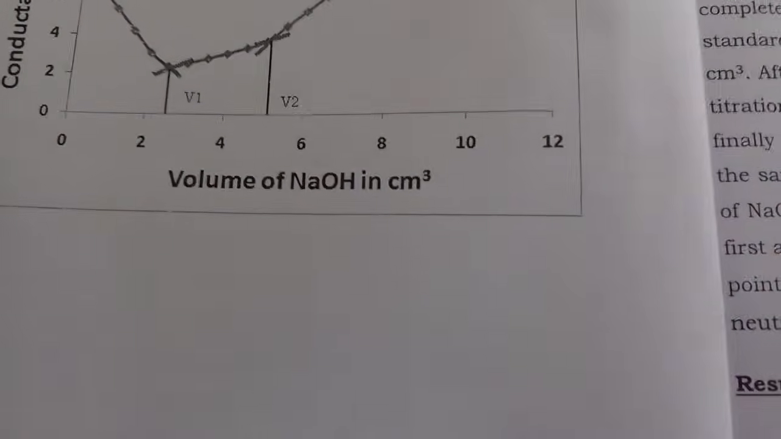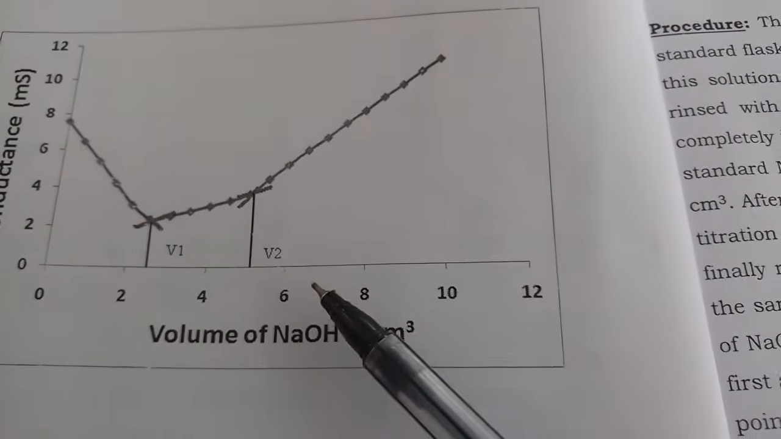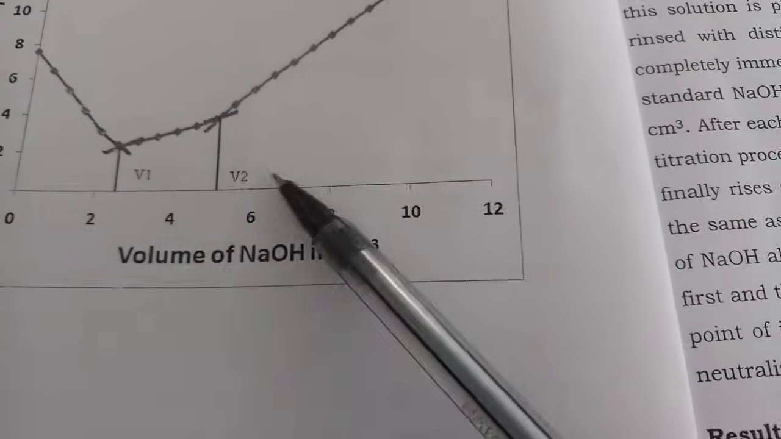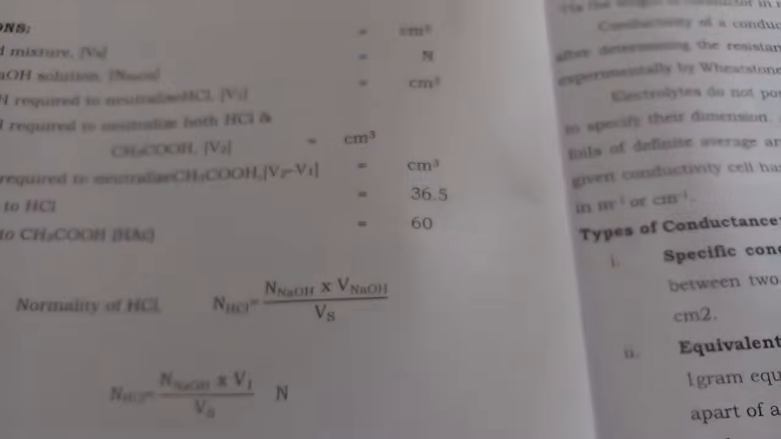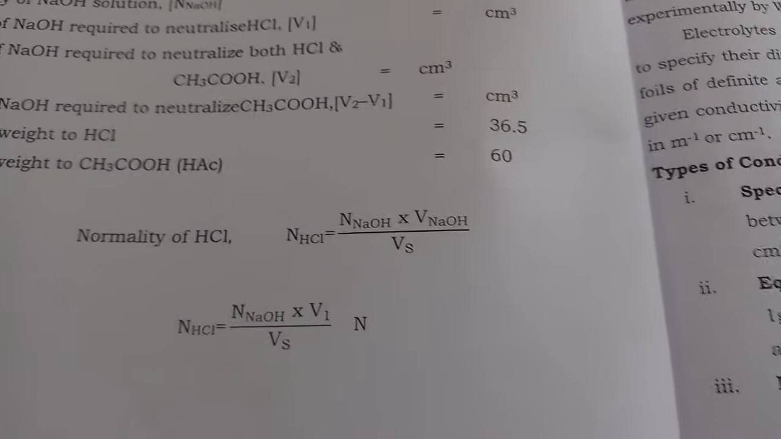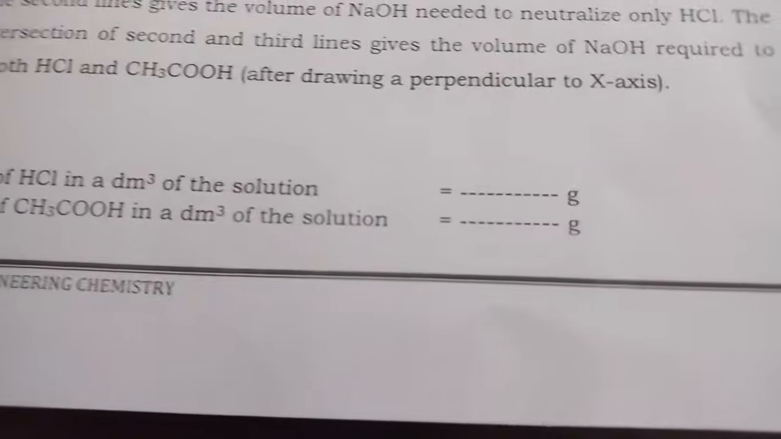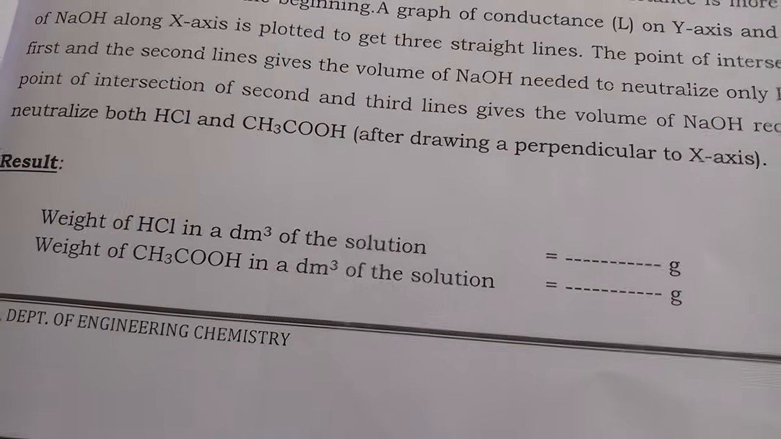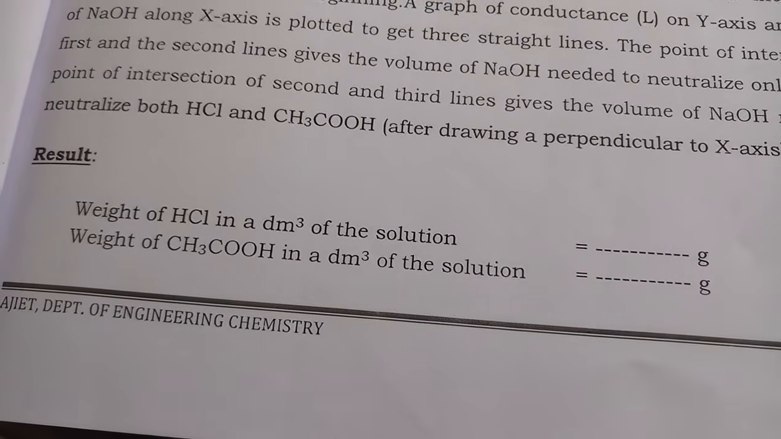So using the equivalent point of the first acid, then the weak acid, we have V1 and V2, two equivalent points. Using this we can calculate, we can estimate the acid HCl as well as acetic acid. At the end we have the results: acid in a dm cube of solution, HCl as well as acetic acid.